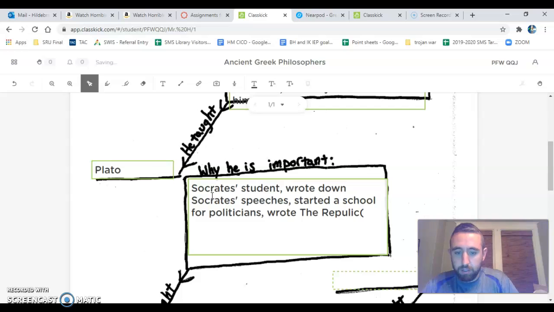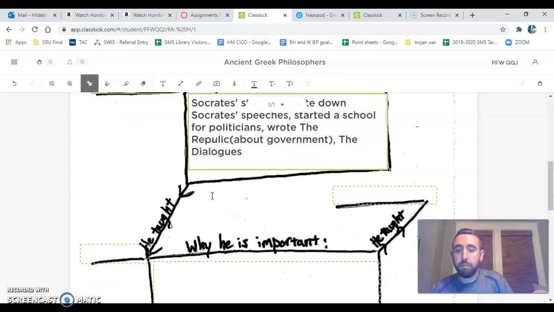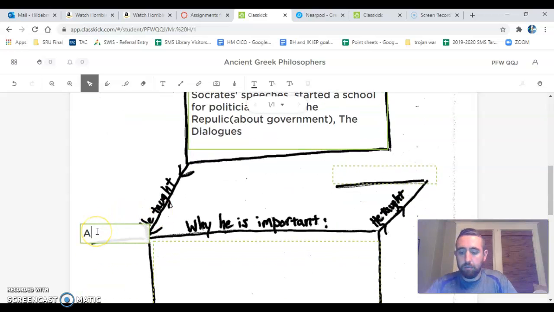Which is a book about government. And then he wrote the book The Dialogues, okay, about philosophy, right? Trying to find truth. And he's going to have a famous student as well called Aristotle.